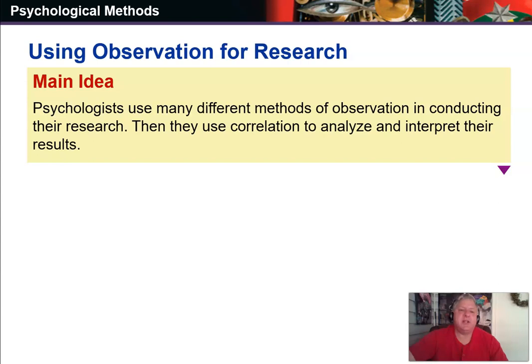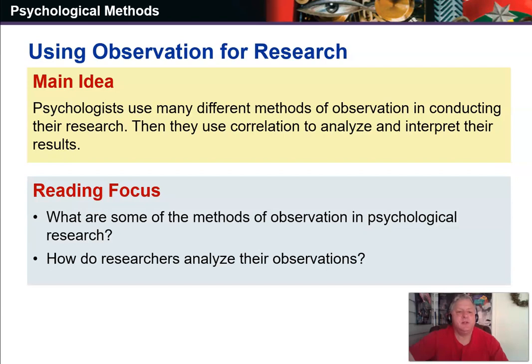The main idea: psychologists use many different methods of observation in conducting their research. Then they use correlation to analyze and interpret their results. So our reading focus would be, what are some of the methods of observation in psychological research, and how do researchers analyze their observations?